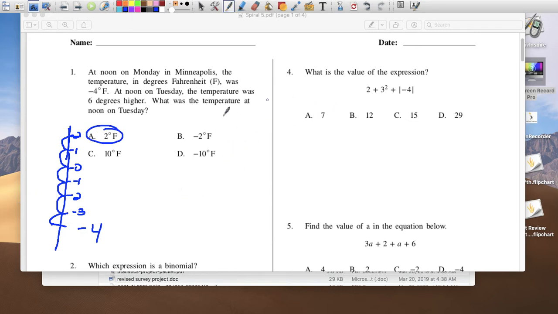So I'm going to do it, I guess, left to right. What is the value of the expression here? So we're going to take care of the absolute value first, and we're going to leave everything alone. Plus the absolute value of -4 is just 4, because -4 is 4 units away from 0. So let's change that to 4. I'm going to then change 3 squared to 9, right, because it's 3 times 3. And the rest is just a matter of adding. So it's 15.